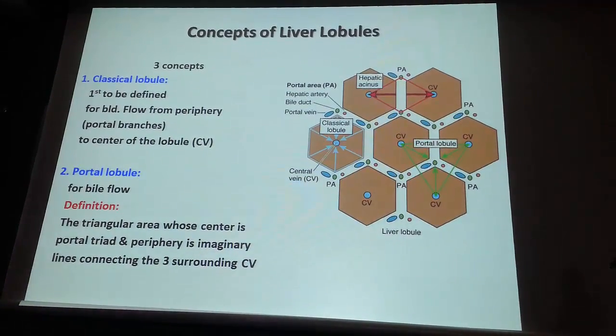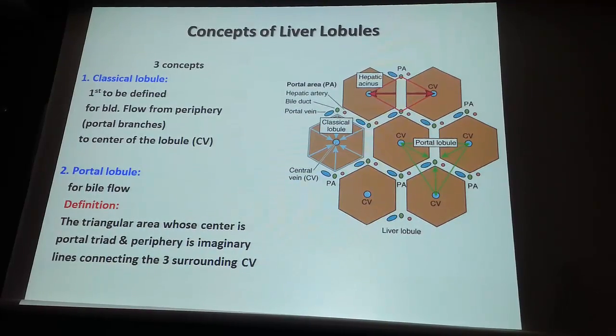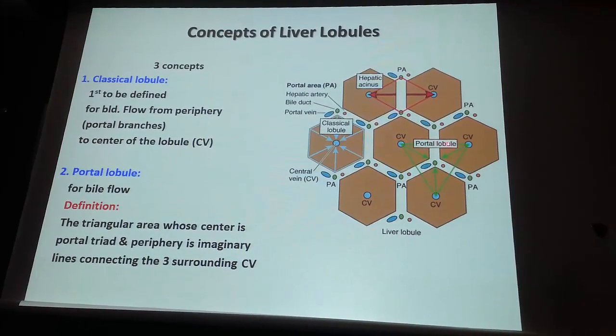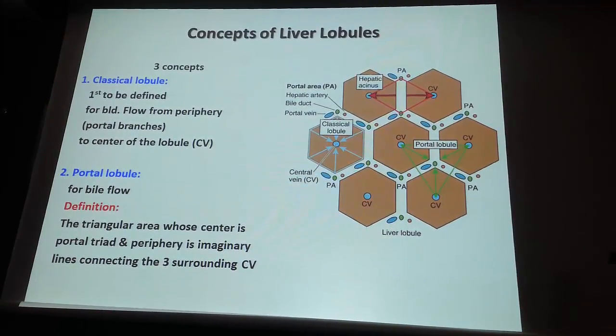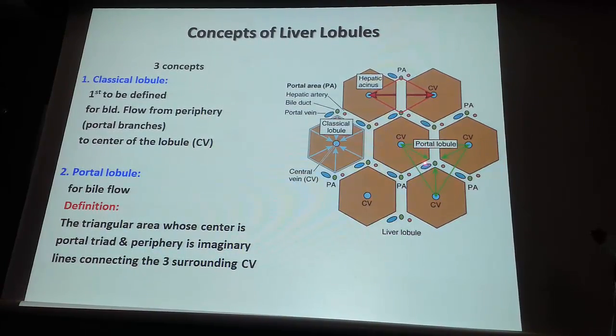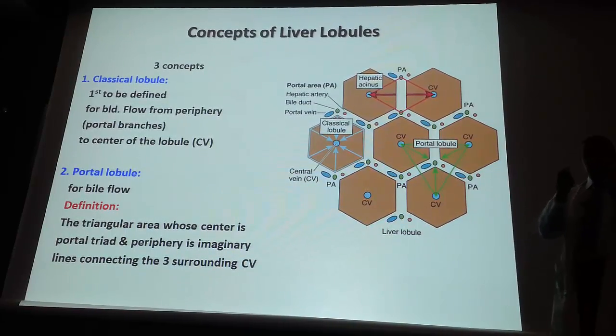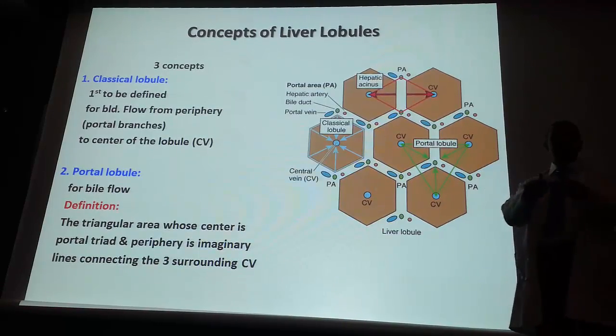So they took the portal triad as the center for this lobule, and they joined what? The adjacent central veins, three adjacent central veins together, with imaginary lines. And they said, now this can describe the process of bile production, because all bile canaliculi here will drain into this duct, the same here and the same here. While the bile canaliculi here will drain where? Into this bile duct. Okay? So they start to divide the liver, imaginary, not structurally, into triangular structures.